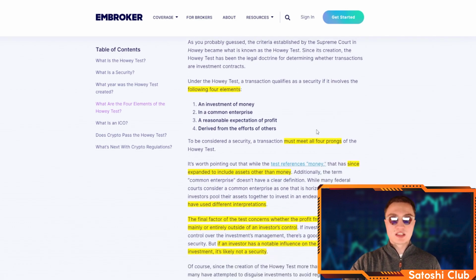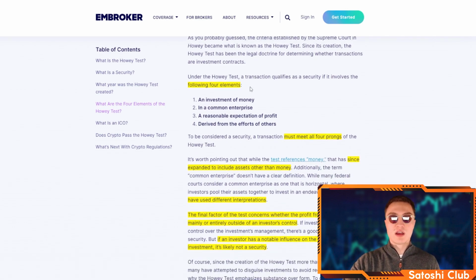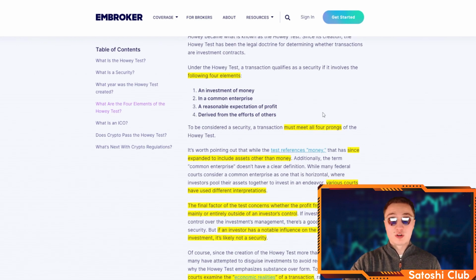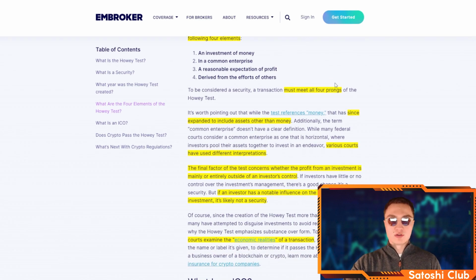And what this basically means is it's a very gray area, right? This can be interpreted in a lot of different ways, which is why people have difficulties understanding the Howey Test, and it's usually not so black and white as the SEC would want it to be. But in general, a transaction must meet all four prongs of the Howey Test if it wants to be deemed a security. Now, since that test was created, everything has expanded to include assets other than money.